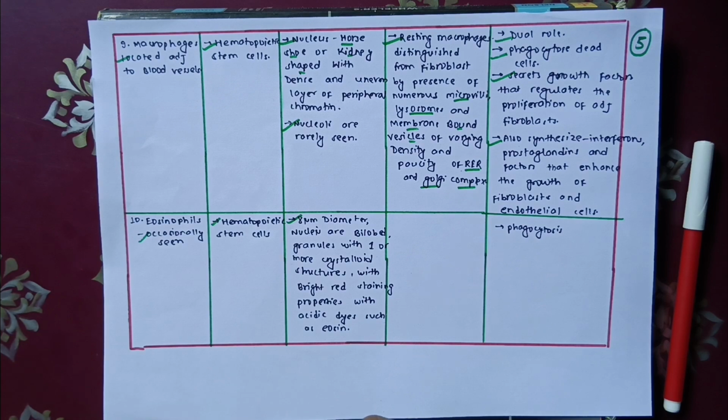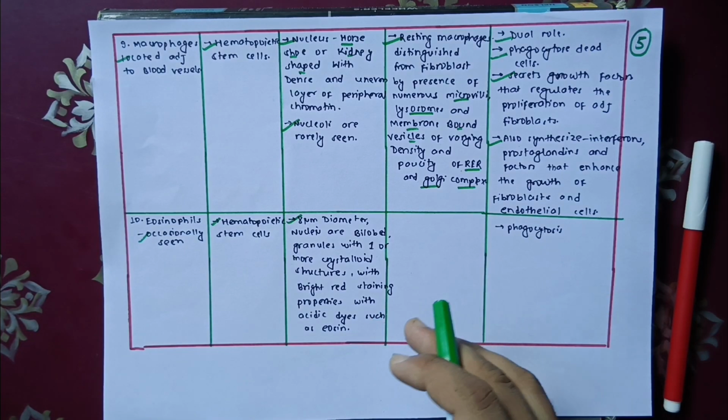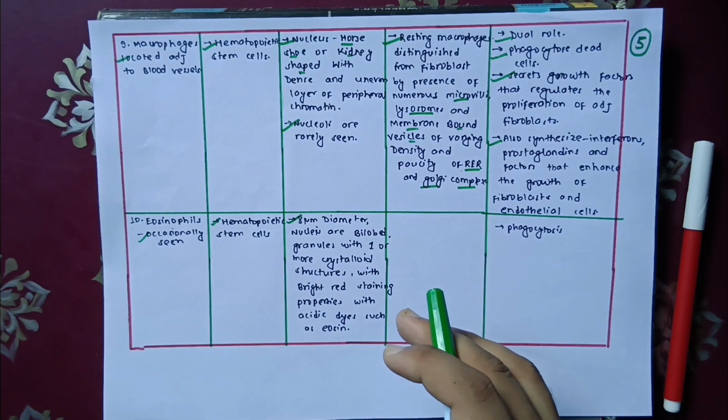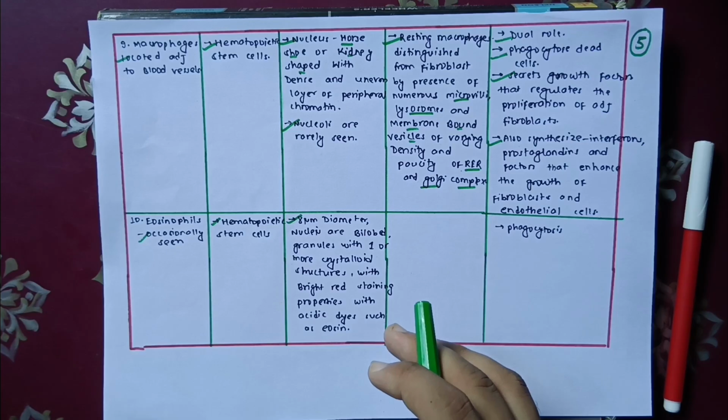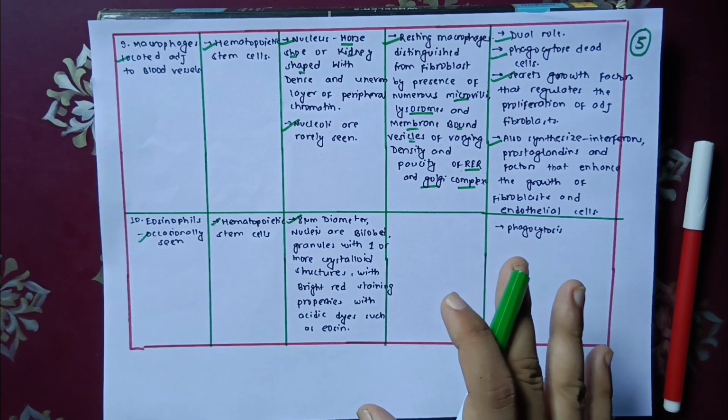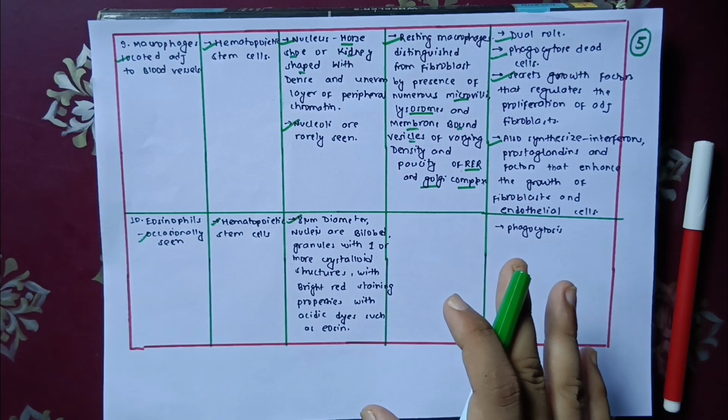So we have completed the defense cells, the synthetic cell, the resorptive cell, the epithelial rests of Malassez, and the progenitor cell. We have completed all the cells that are present in the periodontal ligament, and in the next video we will discuss the extracellular substances.